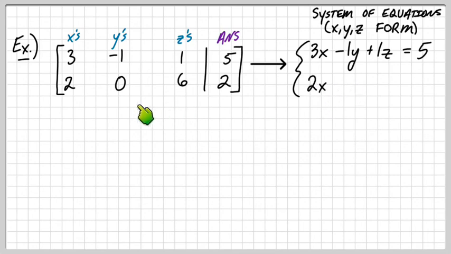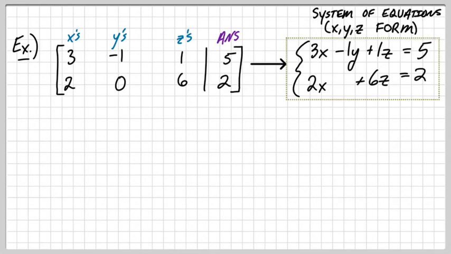In the second equation here, we have 2x. I suppose you could write 0y if you want. I'm going to ignore it since there is no y term here. But there is plus 6z equals 2. So there you have it. That's another skill that we'll need, being able to go from an augmented matrix to a system of equations. In other words, like we did here, let's go back to XYZ form.